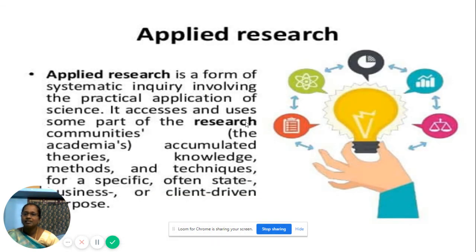Next, applied research. If you are applying your knowledge, that is known as applied research, a form of systematic inquiry involving practical application of science.